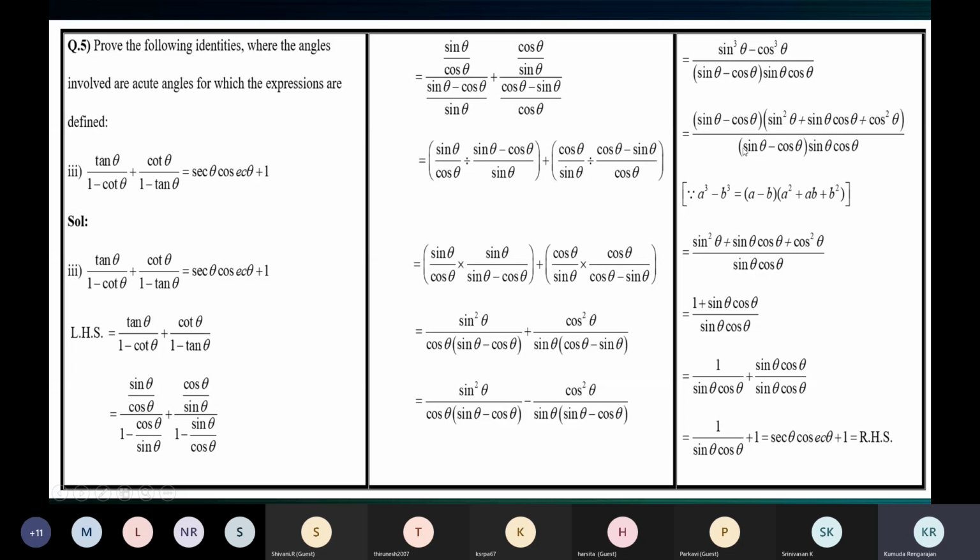Now a cube minus b cube. Sorry, a cube minus b cube is a minus b of a square plus ab plus b squared. So that's what you see here. Divided by sine theta minus cos theta, sine theta minus cos theta cancels. Then these three terms divided by, this gets cancelled, so divided by sine theta cos theta.